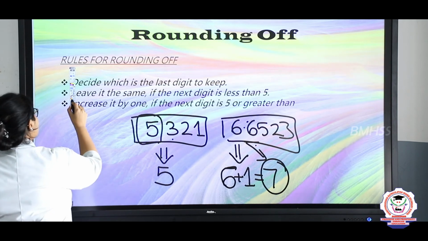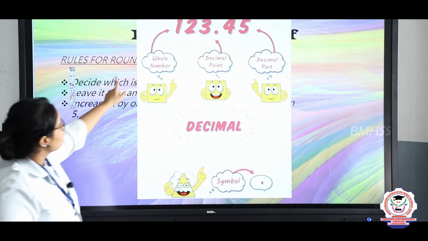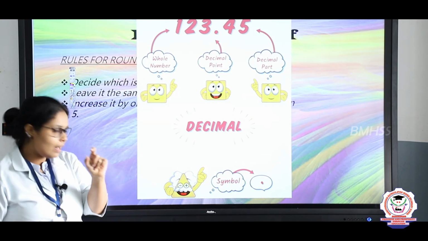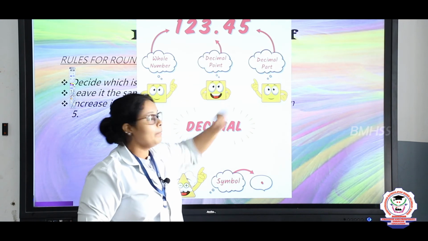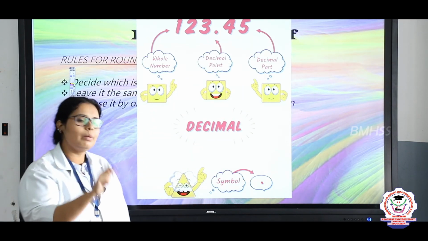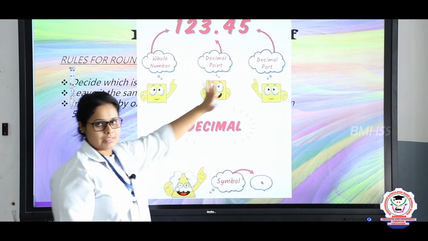Now, let us see a few examples of this. This first value is known as the whole number. Then the decimal part will come. Here, what you have to be careful about is the symbol of dot. What is dot? It is the decimal point, right?